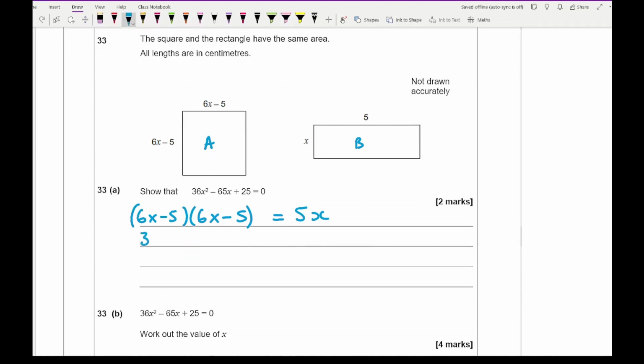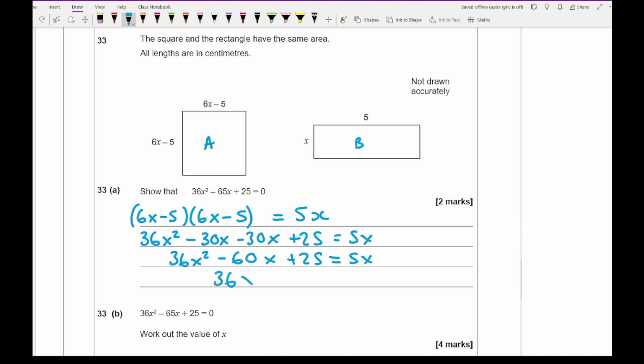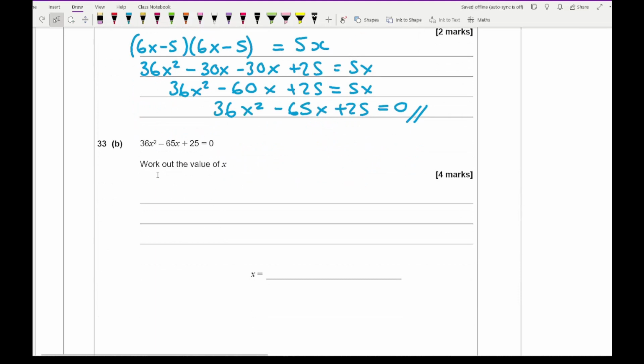So here I end up with 36x squared minus 30x minus 30x plus 25 equals 5x. So that becomes 36x squared minus 60x plus 25 equals 5x. Take the 5x over, so it becomes 36x squared minus 65x plus 25 equals 0, which is exactly what they wanted us to show. Then for 33b, it says we need to then go on and solve this.